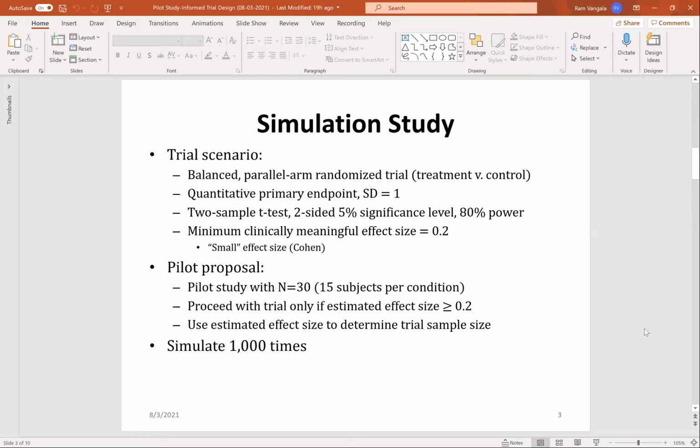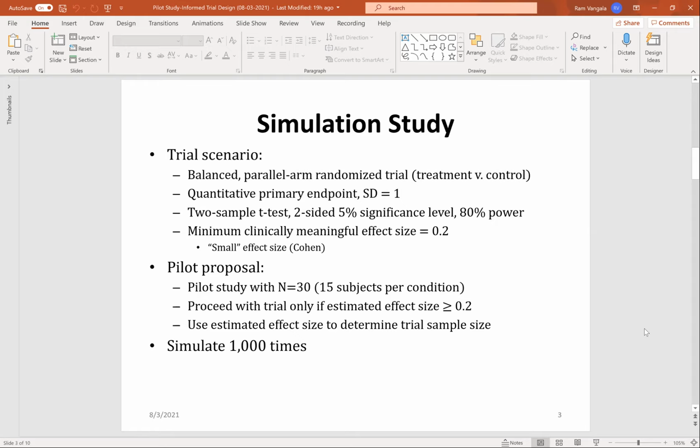though I've just covered it in slides here for now. To set this up for you, the trial we're envisioning is a simple two-arm randomized trial, treatment versus control. It's a balanced design, so we're going to put the same number of subjects in both arms. We're looking at some sort of quantitative endpoint, maybe blood pressure, maybe some clinical biomarker. And we're going to assume for simplicity that it has a standard deviation of one, just to keep the math simple.